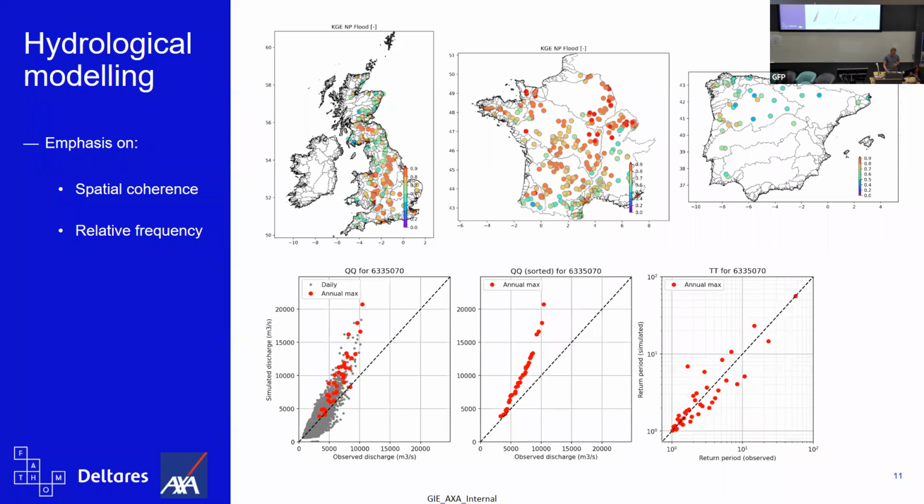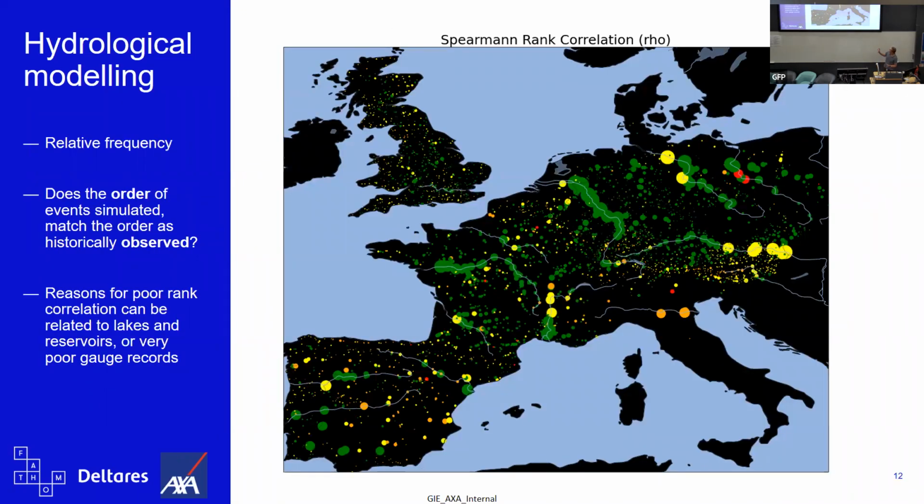So, we did that for all the gauges that we had. And then you see this pattern arising, where green basically means that these return periods are quite well resonating the return periods shown in the observed. But you also see a number of interesting yellow points where it doesn't work that well, or even red points where it performs really poorly.